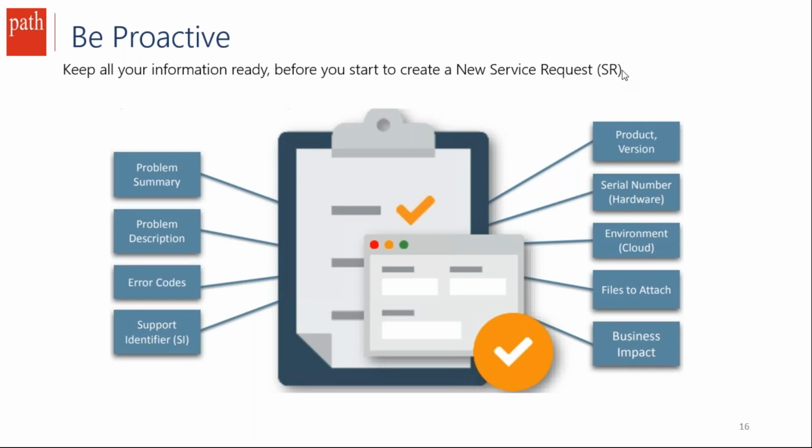You should have all the relevant information handy before you start raising an SR with Oracle support. The information required would be what problem you are facing, which product you are using and having that issue, error codes, if any, serial number for the hardware issues, cloud environment, then you would require the environment name, any trace file, log files, diagnostic tools files, and any configuration file you would require to submit. All that you can upload in your SR. So you need to have all that information with you before you start raising the SR with Oracle support.